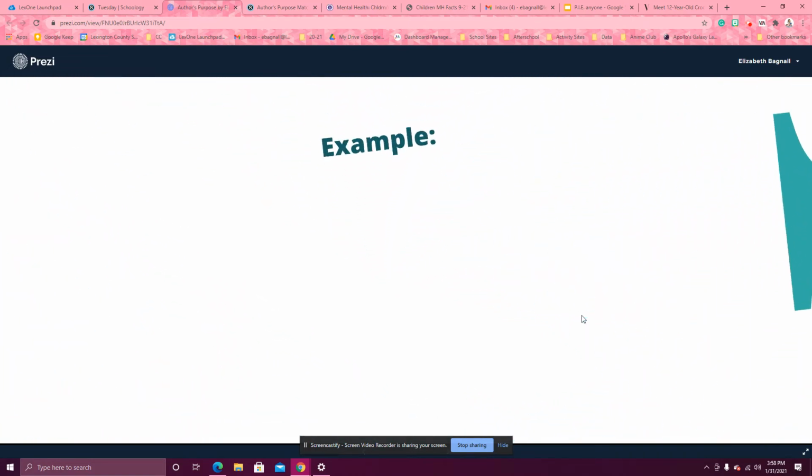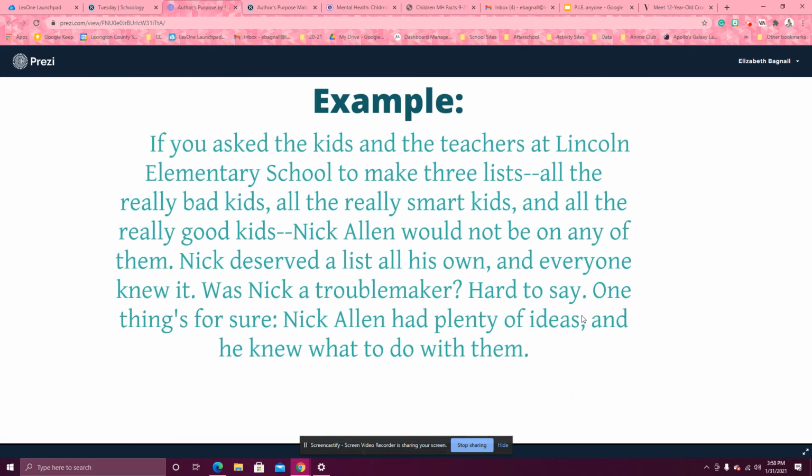So here's an example. If you ask the kids and the teachers at Lincoln Elementary School to make 3 lists, all the really bad kids, all the really smart kids, and all the really good kids, Nick Allen would not be on any of them. Nick deserved a list all his own, and everyone knew it. Was Nick a troublemaker? Hard to say. One thing's for sure, Nick Allen had plenty of ideas, and he knew what to do with them.